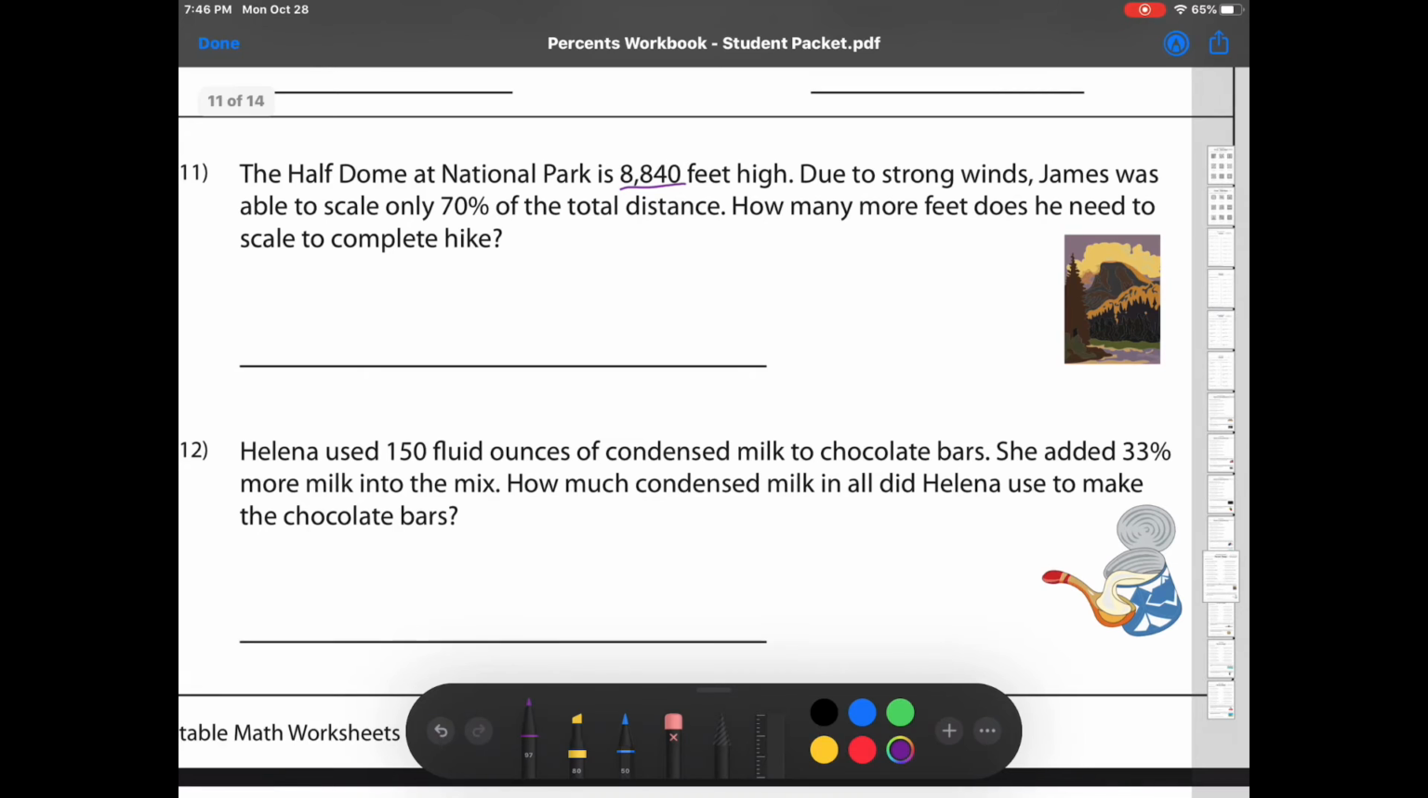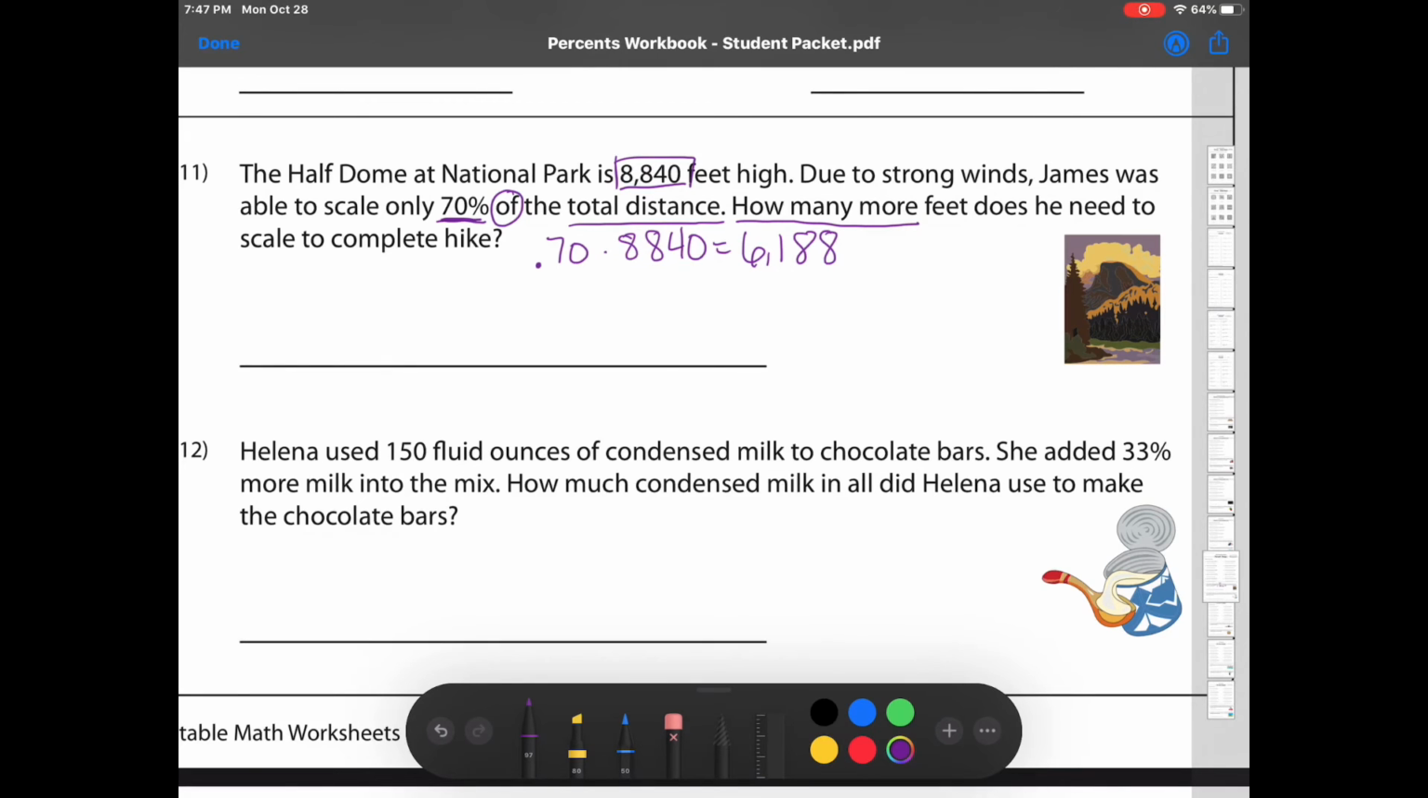What do we have? So it's a total of 8,840 feet high, but he was only able to do 70% of the total distance. So that tells me right there 70% of means I'm going to have to multiply that number times the decimal of 70%. So that's where I'm going to start. So what is 70% of that hike? So 0.70 times 8,840. Let's figure out what 70% of 8,840 is. It's 6,188. So I found the first part.